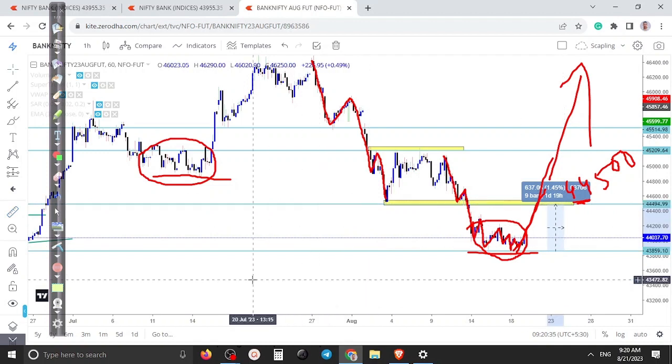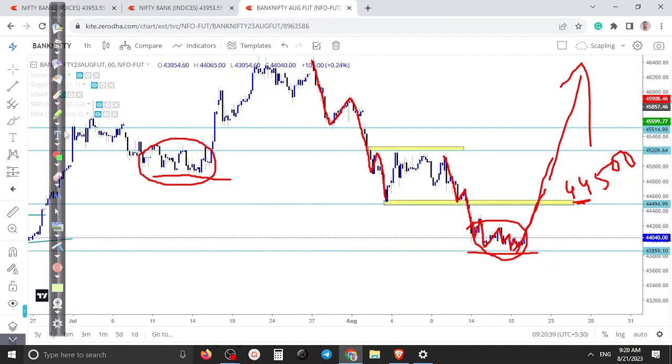Okay, but here we can see another pattern forming. So let me show you. The price is in a clear downtrend, with a lower low, lower high, and a lower low.